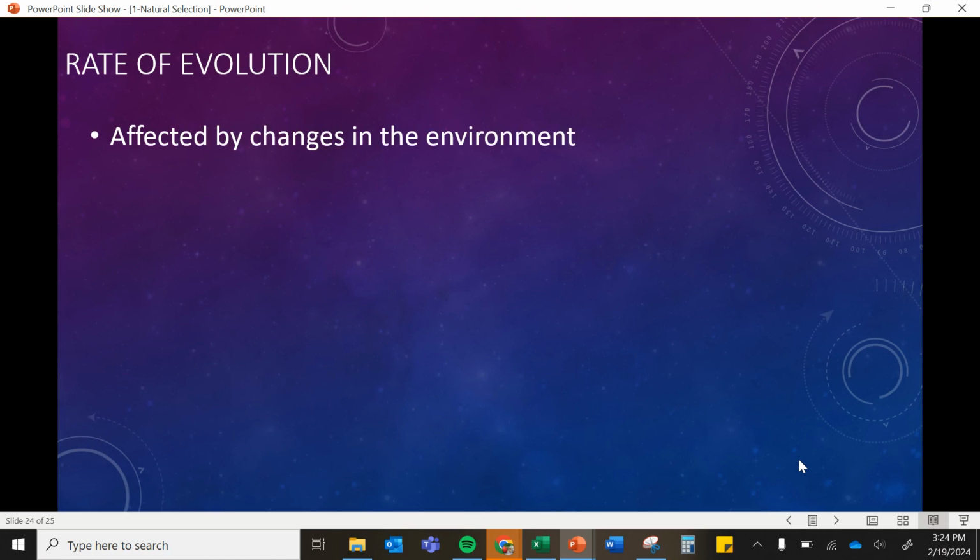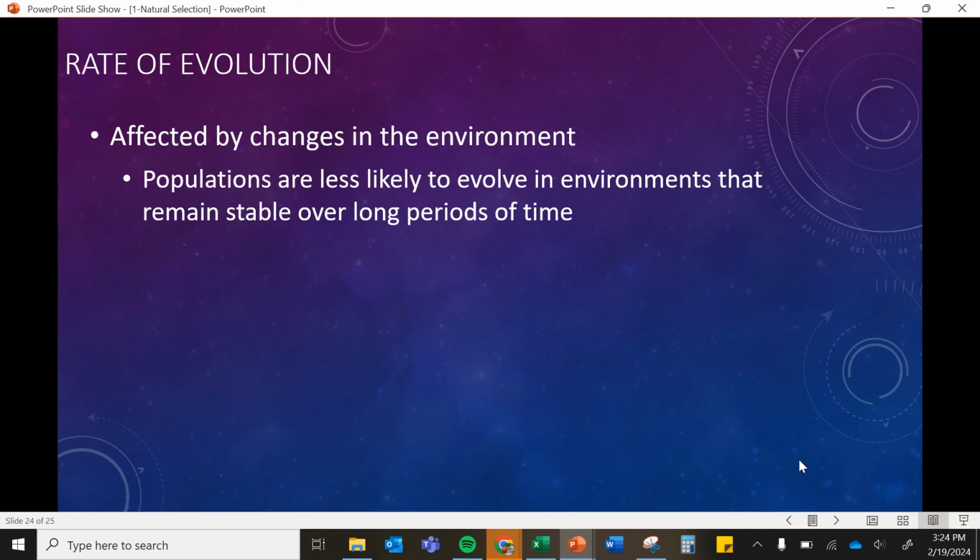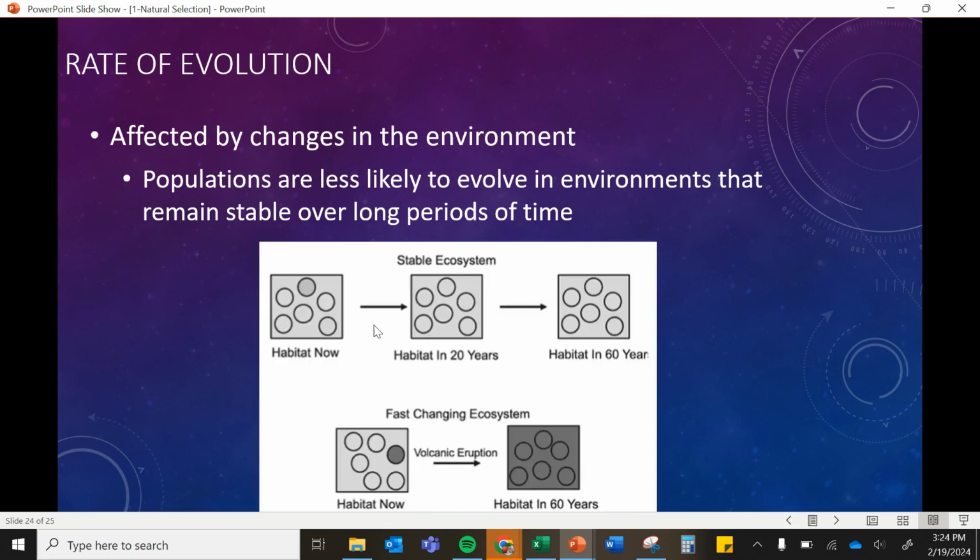Okay, the rate of evolution is definitely affected by changes in the environment. So populations are less likely to evolve in an environment that is remaining stable over long periods of time because those organisms are fit for the environment. So if the habitat looks like this now, and then later it looks the same, the phenotypes of the organisms are going to be very similar over time. But if we have a change in the environment, like this is showing a volcano eruption that changed the environment, then it's going to cause evolution to happen more quickly.